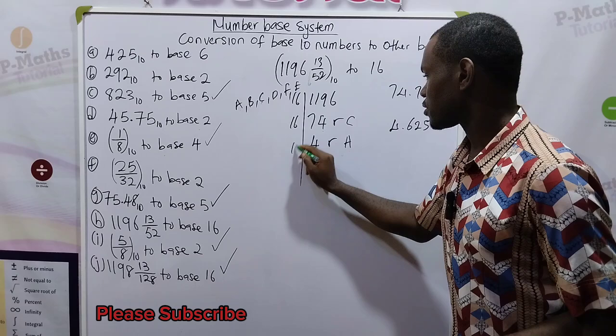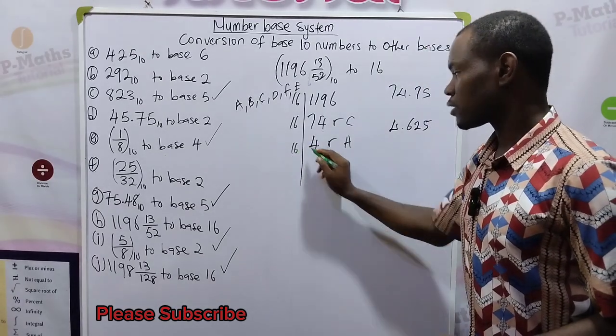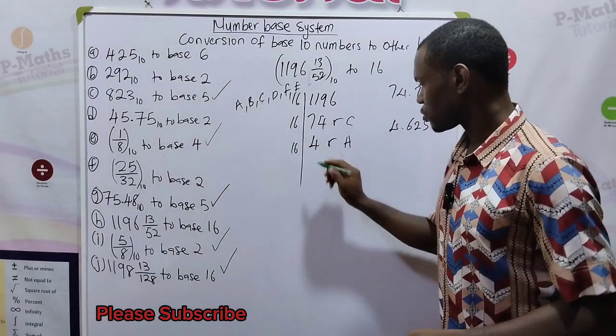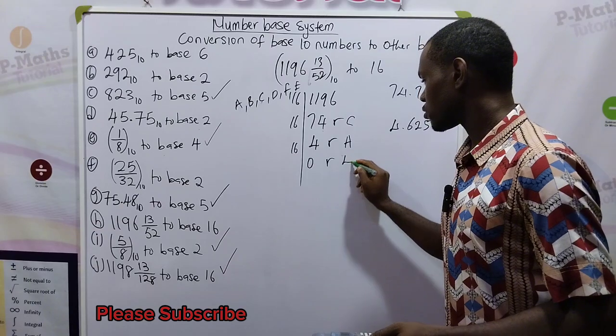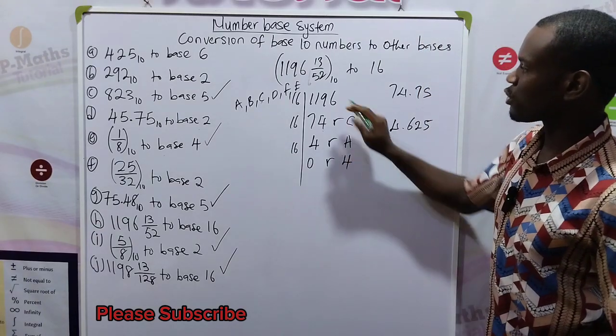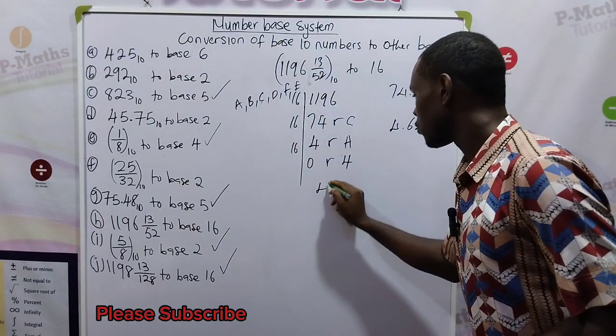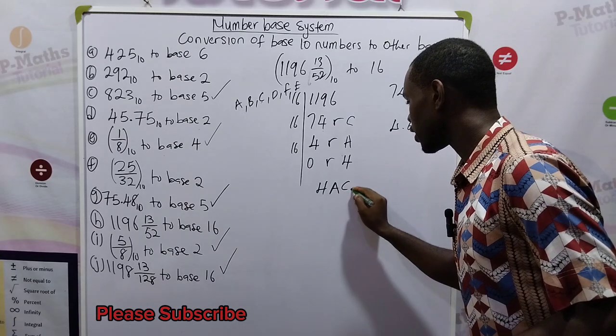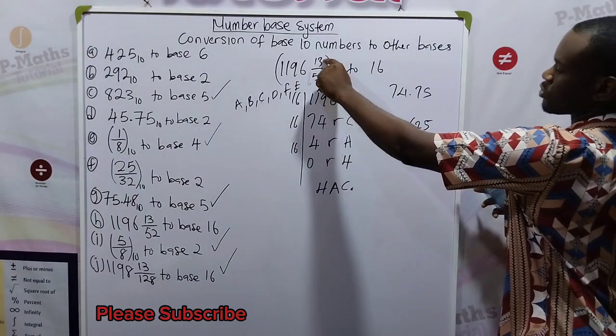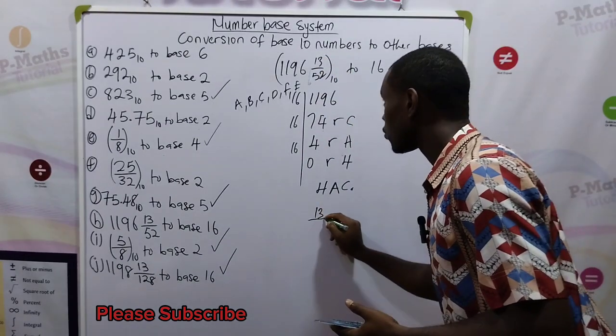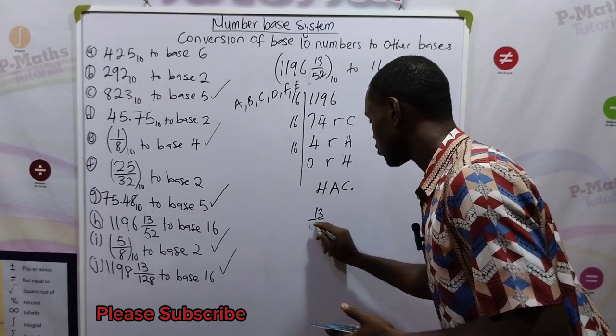And lastly, we have 16 divide 4. 16 cannot divide 4 because 16 is bigger than 4. So I'll have 0, remainder what? 4. So the solution of the conversion of the whole number is giving us 4AC. Point. Remember, we have a fraction, and our fraction is 13 over 52.